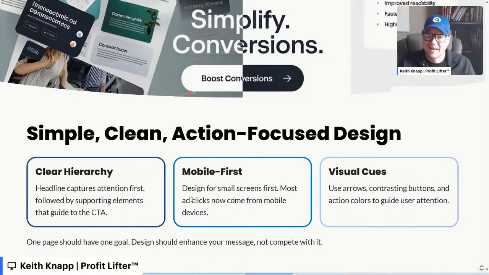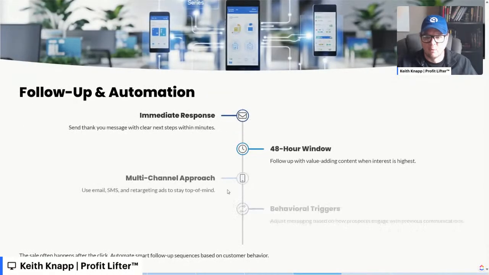Simple, clean, action-focused designs. One page should have one goal. Design should enhance your message and not compete with it. So keep your designs simple, keep them focused, and make it work.